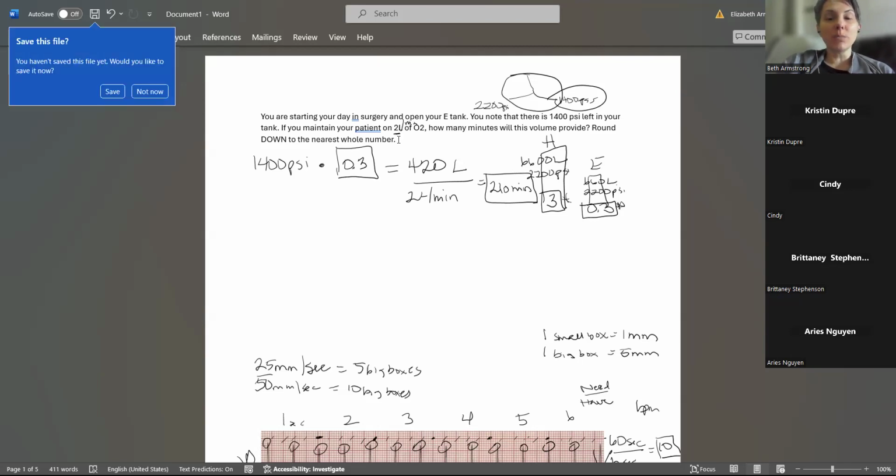So again, why this is important is what if you're going to be starting a really long surgery or you're starting a dental, and we all know that dentals take a little bit longer in time, right? So if we have 210 minutes, you can then say, okay, well, how many hours do I have left? So then divide that by 60 to get your hours, and we have 3.5 hours.